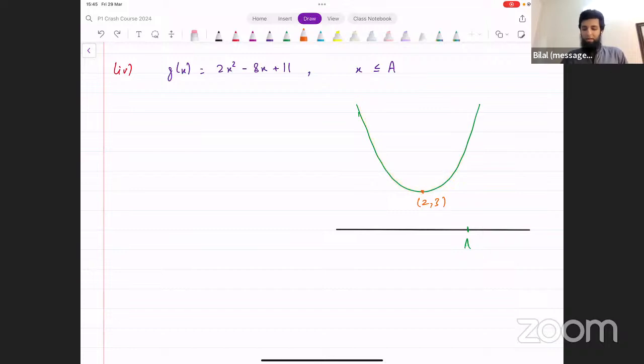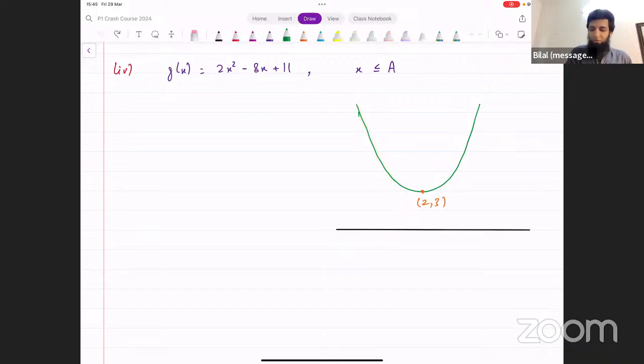If, on the other hand, a was here, and we had x less than or equal to a, that means this part of the function would be valid. Is this one-to-one? Yes, this is one-to-one. So this could be one possible value of a, because for this value of a, it is a one-to-one function.